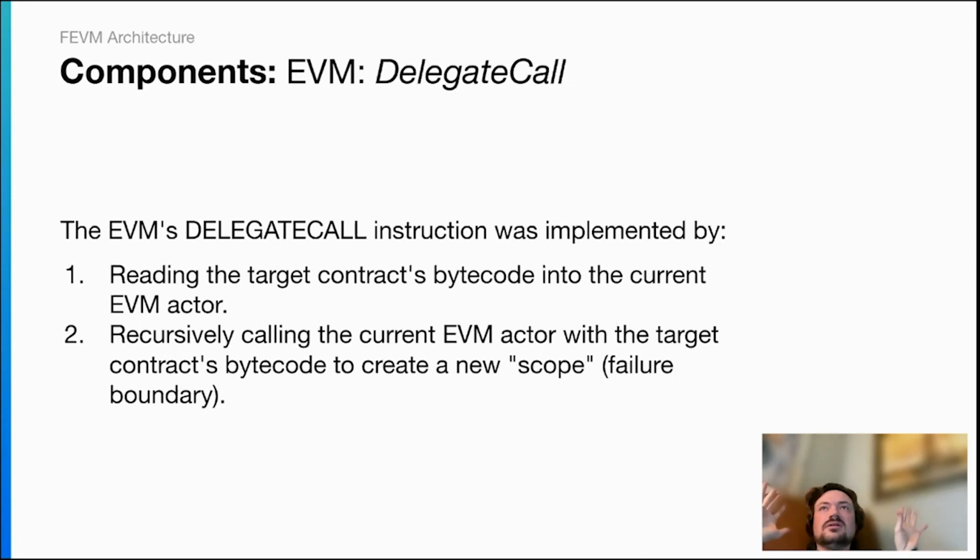But this delegate call method is special because it can only be called by yourself. So when you invoke the delegate call instruction, the EVM actor will delegate call itself with the target bytecode. But if you try to call the delegate call method on some other actor, it'll just say, no, you can't do that. That's not how that works.